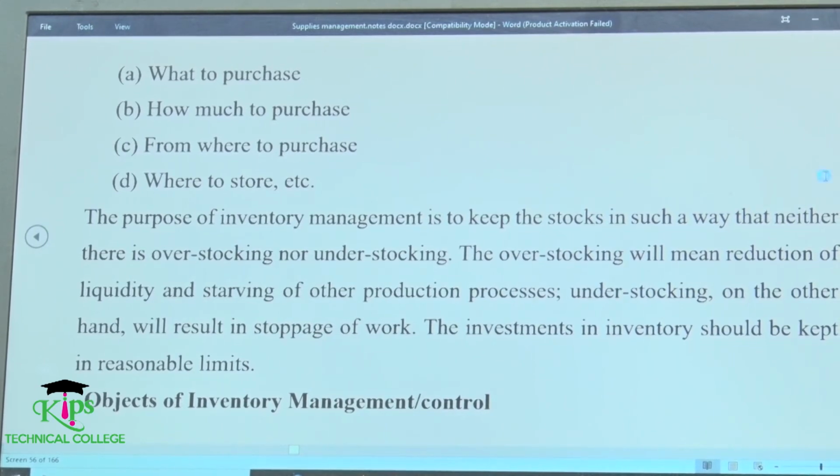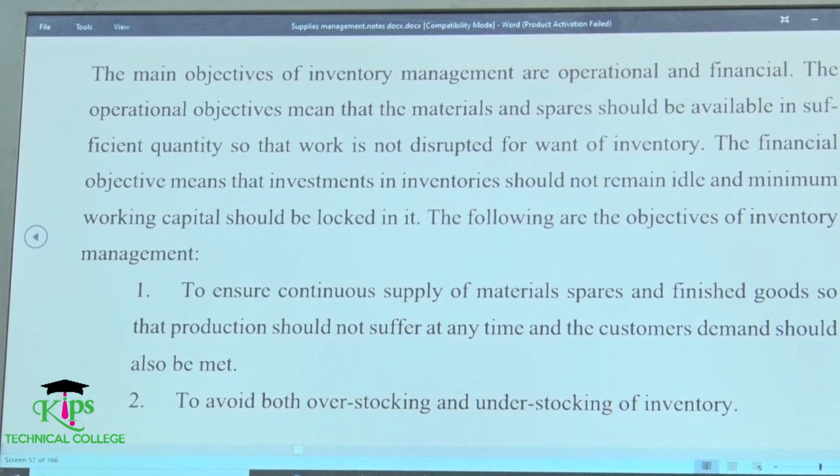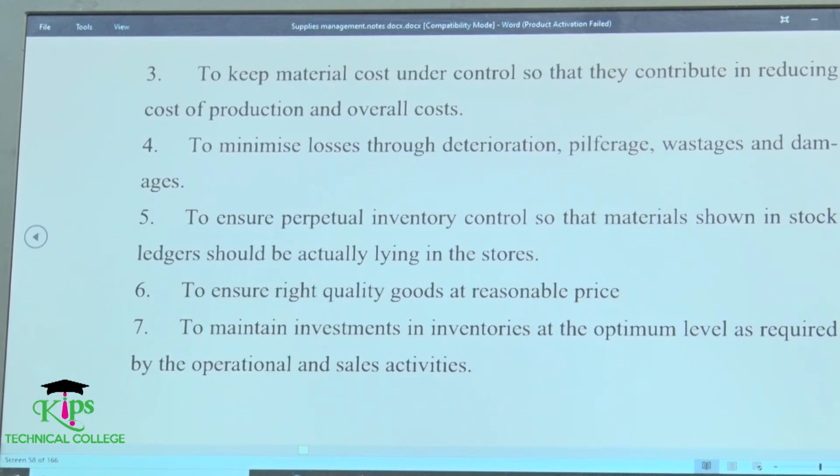So what are some of the objectives of inventory control? Inventory control has various objectives. The first one is to ensure continuous supply of materials. When you have good management practice of inventory in place, you are able to maintain the continuous supply of materials. You also are able to avoid issues to do with overstocking and understocking of inventory. So the organization must be able to keep optimum stock, no understocking or overstocking of the materials.